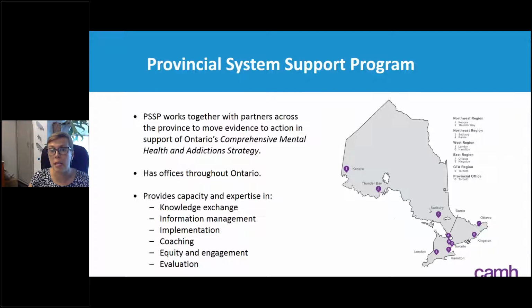And PSSP is basically the provincial arm within CAMH. So we really work across the province to move evidence to action, to support the improvement of the mental health and addiction system, to ensure that Ontarians have the best mental health and addiction outcomes possible. We have offices across the province, and we work very closely with the Ministry of Health, but have also had great opportunities to work with the Ministry of Advanced Education and Skills Development, the Ministry of Education, and the Ministry of Child and Youth Services. And our program has skills and expertise with respect to knowledge exchange, equity engagement, and evaluation.